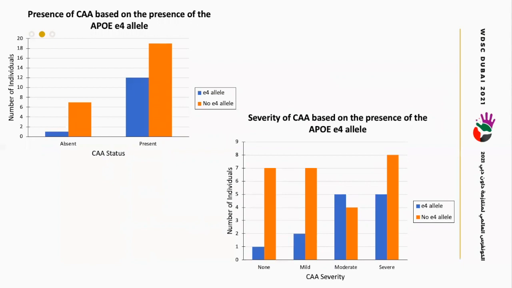The point here is when we graphed it, similar to seizures, we saw a very large difference in terms of CAA presence and absence, in that those with the E4 allele, the vast majority of them had CAA present as opposed to absent. And while it's true that even without the E4 allele, there was a higher number of individuals who had CAA present, the percentages are nowhere near the same. As for severity, again, we see more people in the moderate to severe range of CAA severity if they have the E4 allele as opposed to if they don't. So that definitely stood out to us.